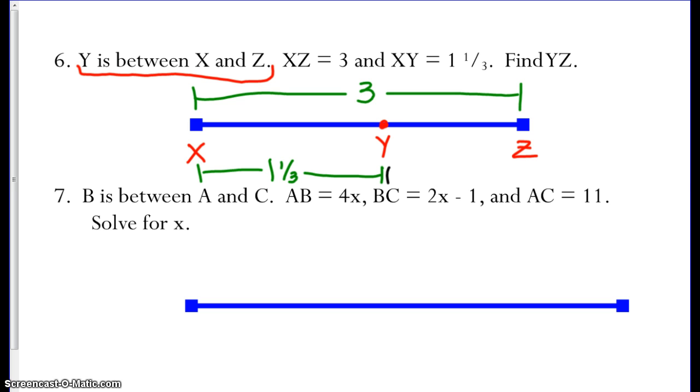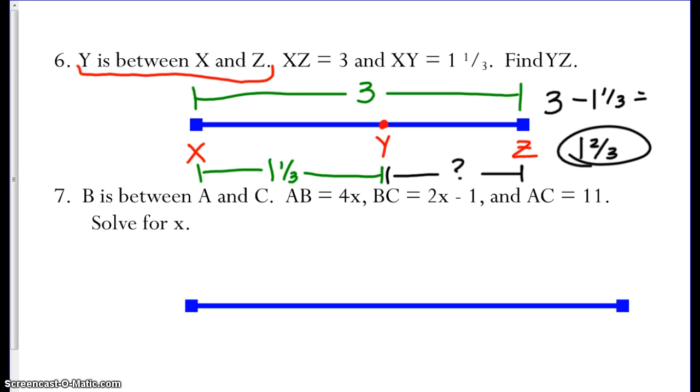So the question is what is this length here? Question mark. Okay? So what we actually need to do according to the segment addition is that we need to subtract. If 3 is the whole piece, we're going to subtract 1 1/3 in order to find the length of yz. And what you get is 1 2/3. Okay? Now for the next problem, same thing.